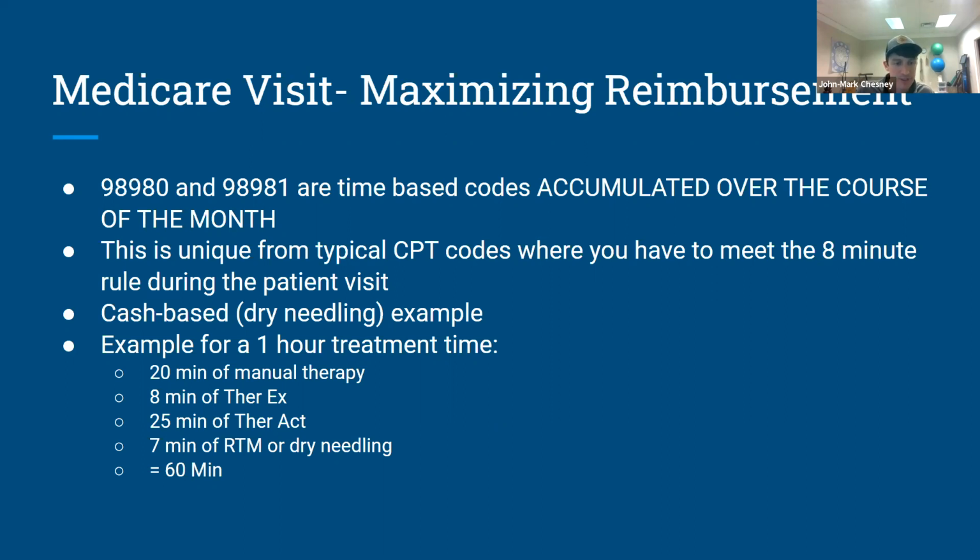So with Medicare, when we do dry needling, our goal is to still get 4 units and to use about 7 minutes of dry needling. But now instead, when we don't use dry needling, we try to designate some of that time for RTM, so that again we're accumulating the minutes to get to that 20-minute threshold over the course of that month within the patient visit.